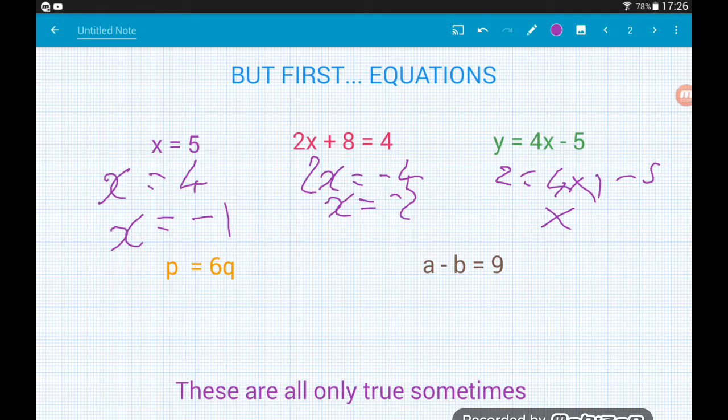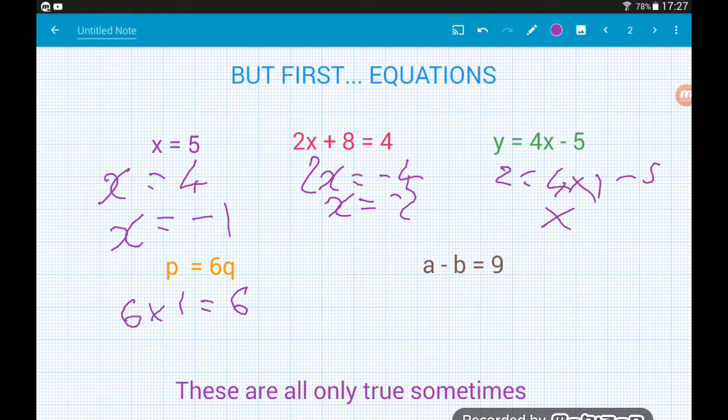P equals 6q. Again, this will only work for certain values. So this is saying that P is 6 times bigger than Q. So for example, if we had Q equals 1, we would get 6 times 1 is equal to 6. So Q being equal to 1 satisfies that equation if P is equal to 6. However, if we substituted in P equals 5, then we would get 5 is equal to 6. That's not true. So that is only an equation because it only works for some values of P and Q.